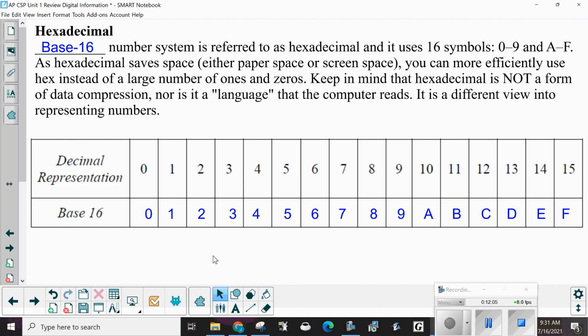As hexadecimal saves space, either paper or screen, you can more efficiently use hex instead of a large number of ones and zeros to represent binary. Keep in mind that hexadecimal is not a form of data compression, nor is it a language that the computer reads. It is simply a different view into representing numbers.